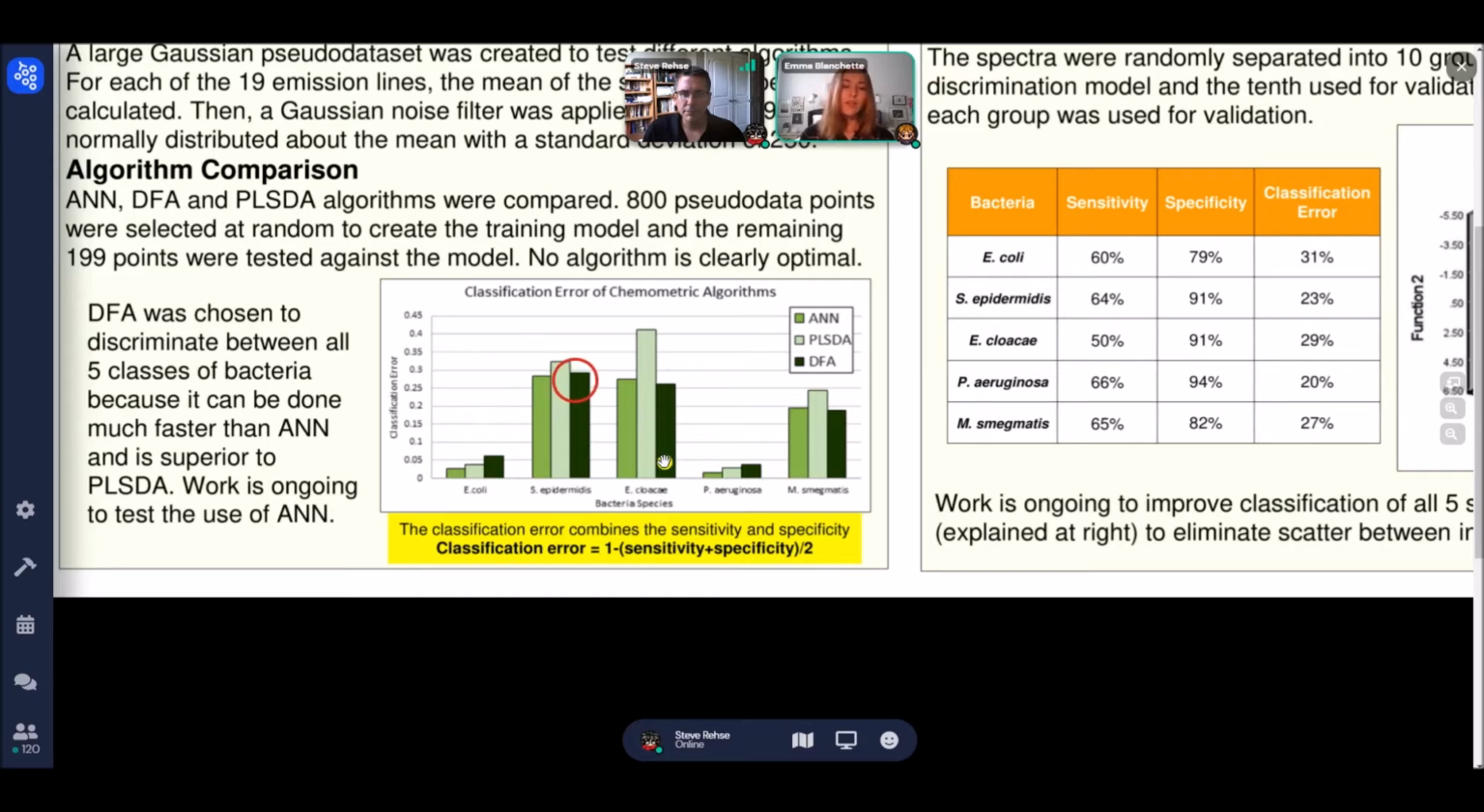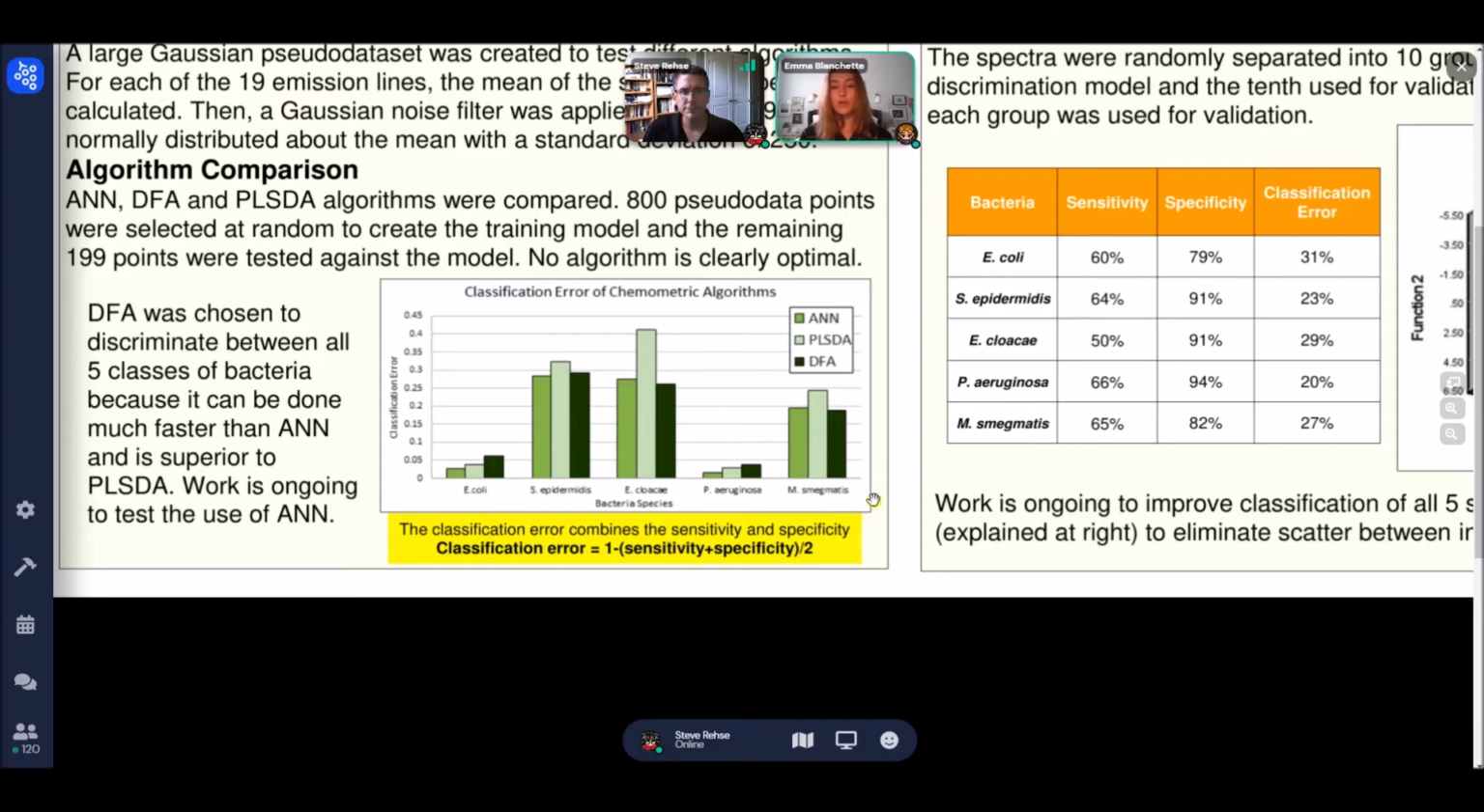As you can see, the classification error for artificial neural networks, or ANN, and discriminant function analysis, or DFA, was very comparable. We ended up choosing DFA because DFA simply runs a lot faster on our machines and is more efficient for us to do than ANN.